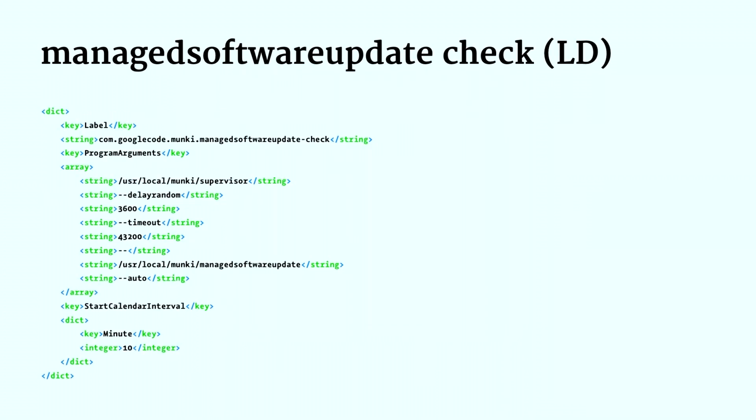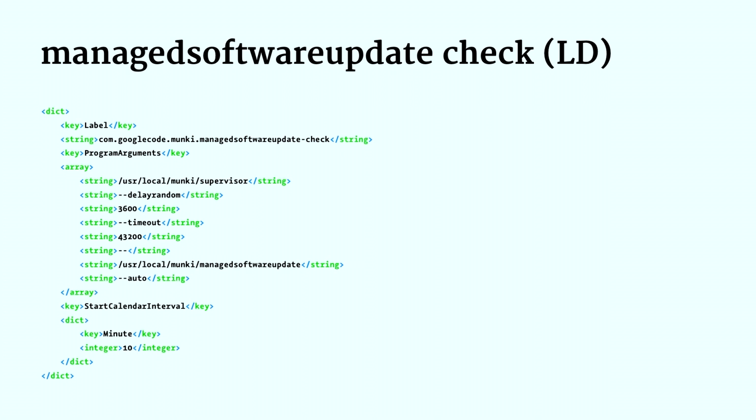I'll take a quick look. If you've never looked at a launchd item plist, this is what it looks like, just with all the header stuff trimmed off because it didn't fit in the slide. Essentially, all that this is doing is calling usr/local/munki/supervisor, which is just a wrapper script. You can see that there's a text line there, might be hard from the back. It's called delay random. It's set to 3600.